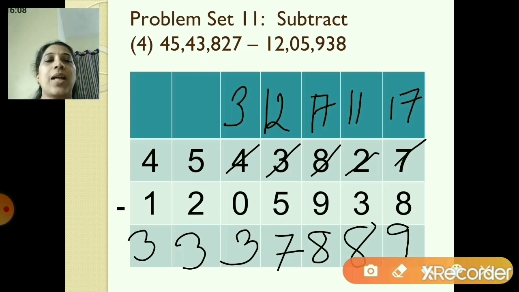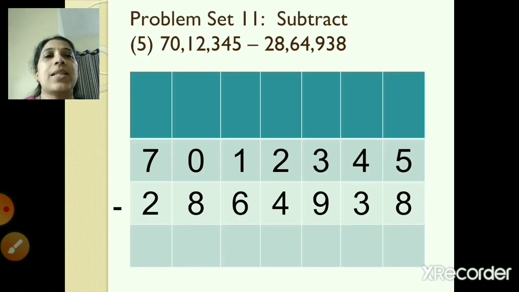So what is your answer? 33 lakh 37,889. So now let's move to the next sum.